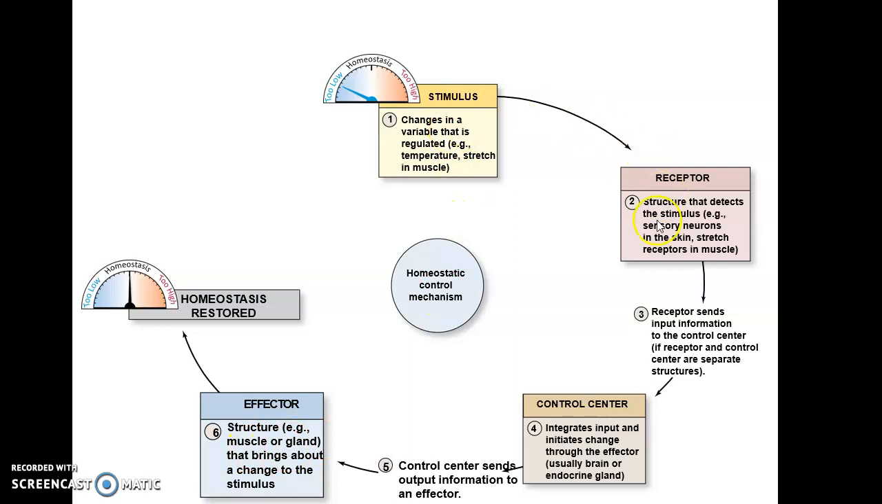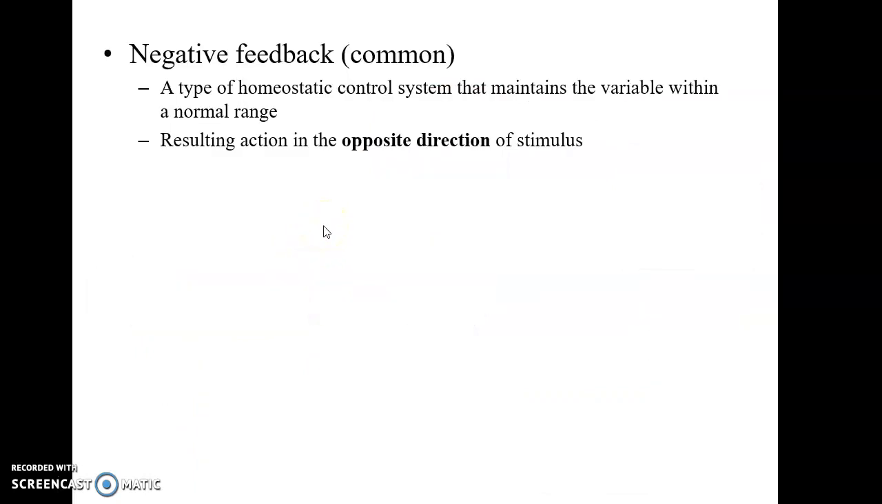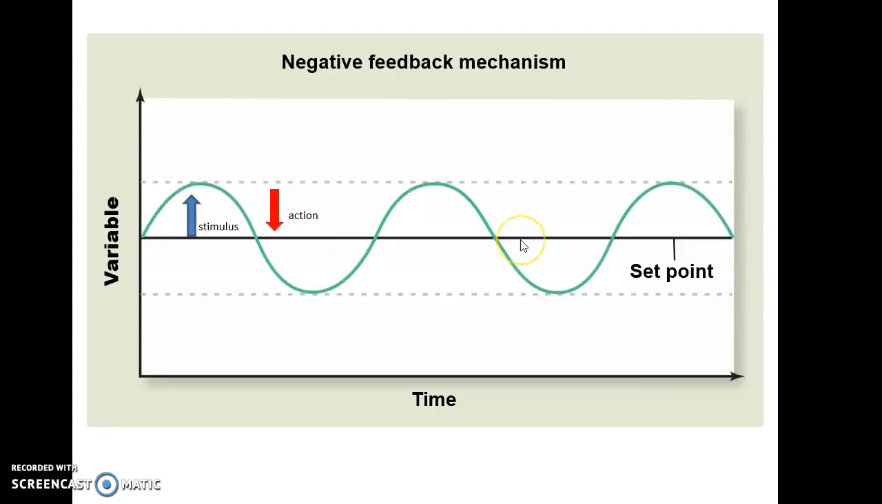Again, stimulus detected by the receptor. Receptor sends the information to the control center. Control center decides on a response. The effector causes that response to return to the ideal condition. Most of the time, we're referring to negative feedback. It is the homeostatic control. We're basically trying to move the condition in the opposite direction of the stimulus, so trying to return to normal. Stimulus takes you away from normal. Negative feedback returns to normal.